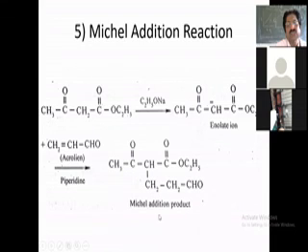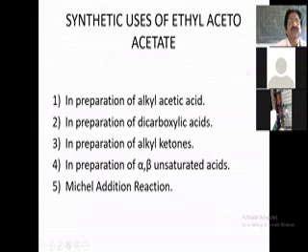So these are the far important synthetic uses of ethyl acetoacetate: the preparation of alkyl acetic acid, the preparation of dicarboxylic acid, the preparation of alkyl ketones, the preparation of alpha beta unsaturated acid, and the Michael addition reaction. So these are the 5 synthetic uses of ethyl acetoacetate.